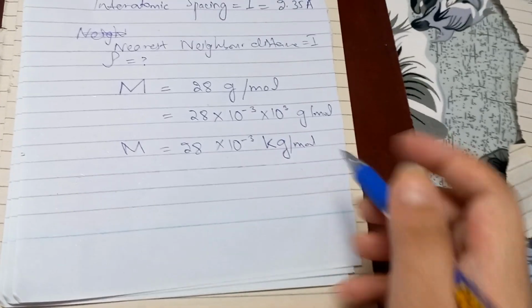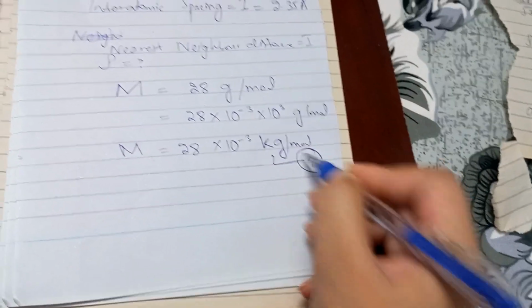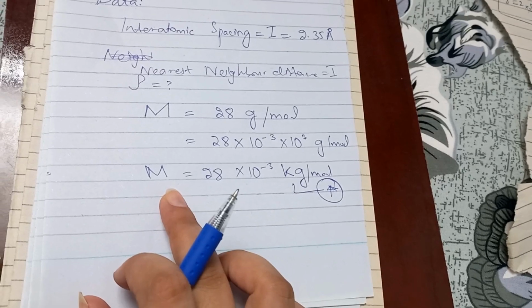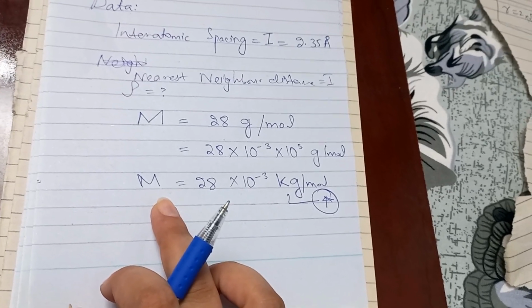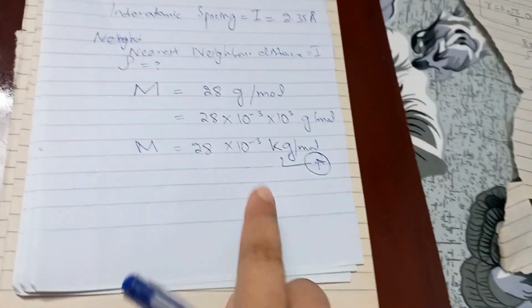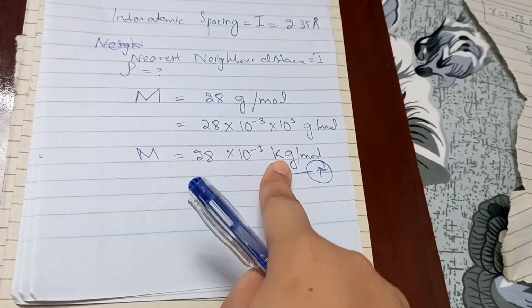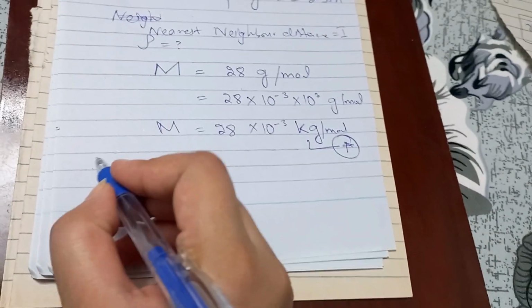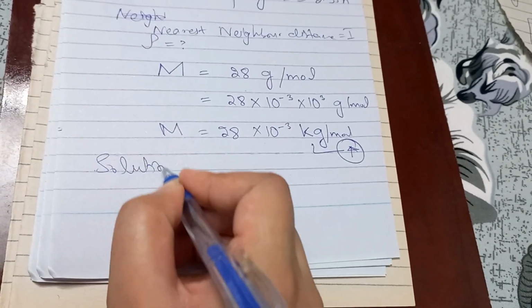Okay, so this is done, and molar mass is different from the mass of the sample or element. Molar mass is a different thing. That is why you can see that its unit is not kg but kg per mole. And now let's move towards the solution.